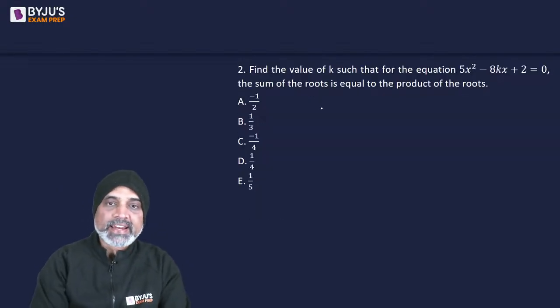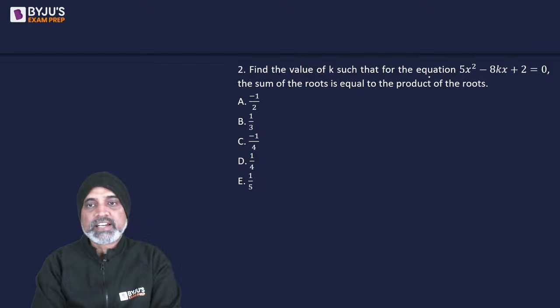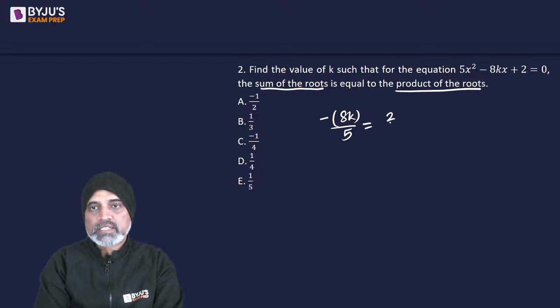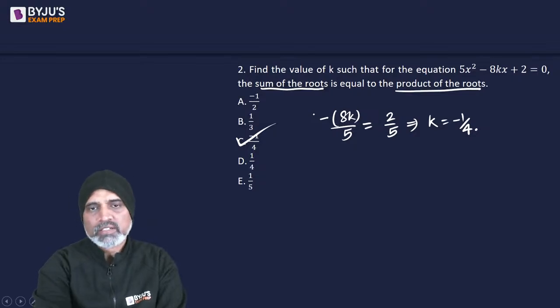Second, find the value of k such that for the equation 5x square minus 8kx plus 2 is equal to 0, the sum of the roots is equal to the product of the roots. Well, the sum of the roots is given as minus b by a, and the product of the roots is given as c upon a, right? So if we solve this, we'll get the value of k as minus 1 by 4. That's it. Nothing much to be done, right?